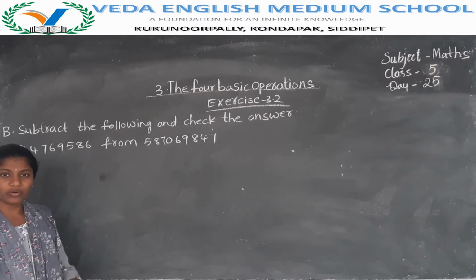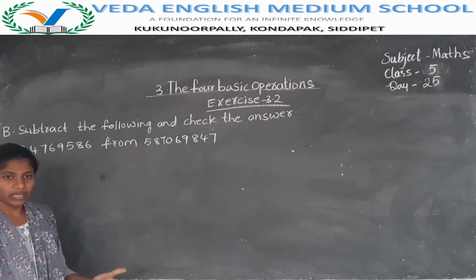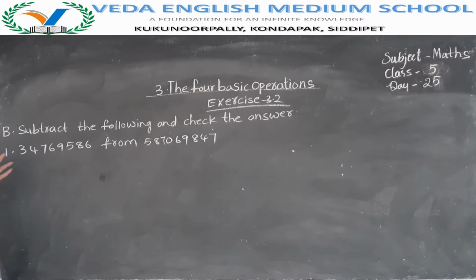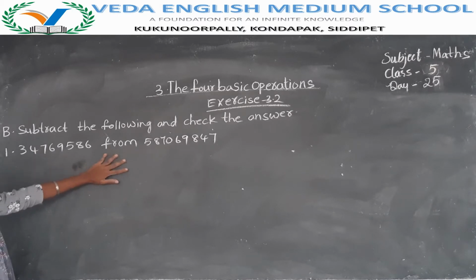That is your homework. You have to complete that homework and send it to me. Next, today exercise 3.2 second bit. Our second bit is about subtract the following and check the answer. These are the subtractions. We have to complete the subtractions and find the solutions, and we have to find the checking for the subtractions.